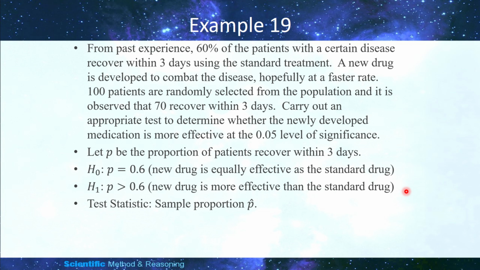Now, what about the test statistic? The test statistic is just X, the number of patients who recover within 3 days out of 100 randomly selected patients, okay? Or simply the sample proportion, X over N, P hat, okay? And by the central limit theorem, we know that P hat, the sample proportion before drawing the sample, follows approximately a normal distribution with mean P and variance P times 1 minus P over N.